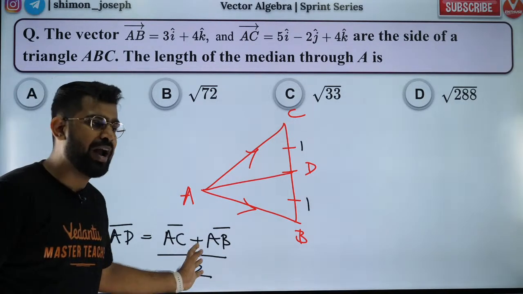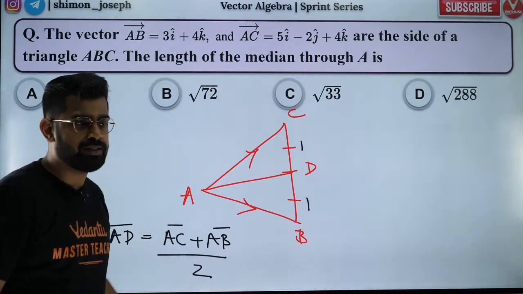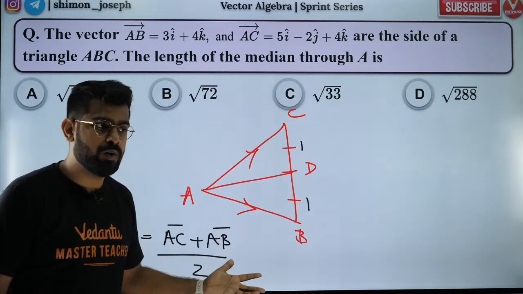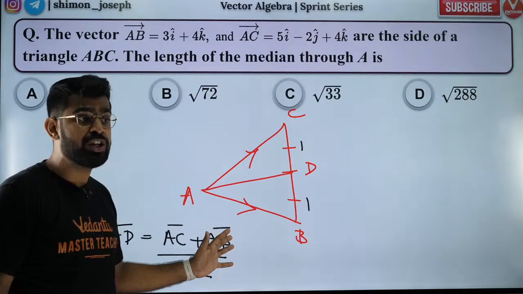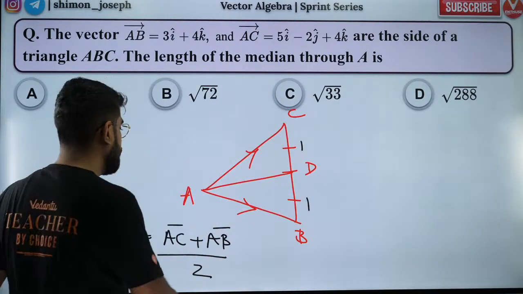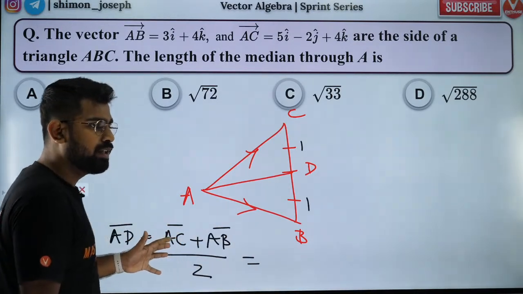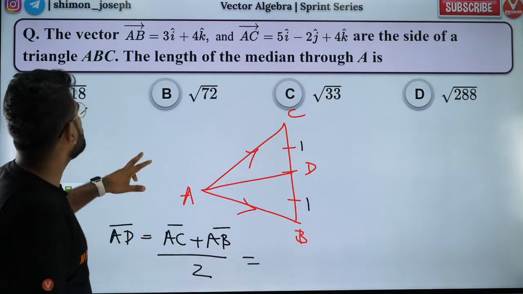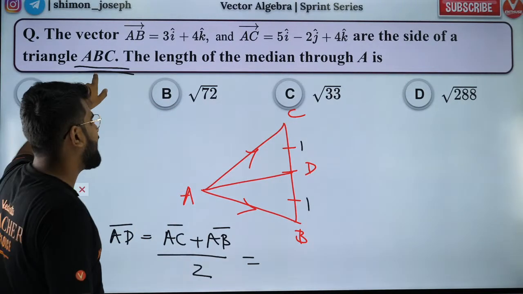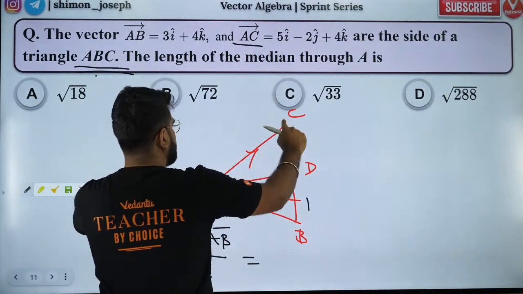Are you all clear with it? So this is how you apply the section formula for vectors. It is the midpoint formula for vectors, just like what you do in coordinate geometry. That is exactly what I've done. This is how you apply it for vectors. Got it? How to draw? See, you have a triangle ABC. AC is given. AC vector means from A to C.